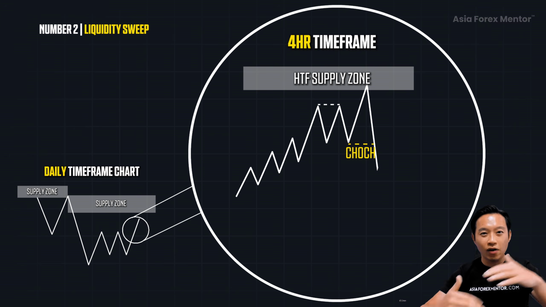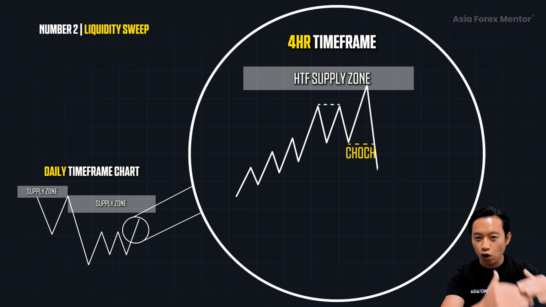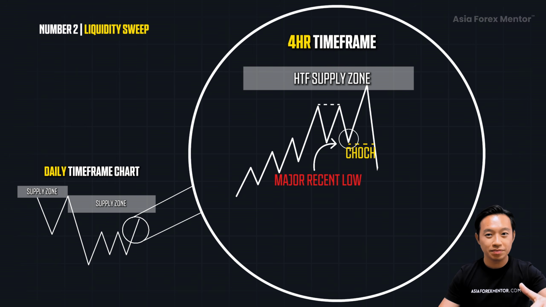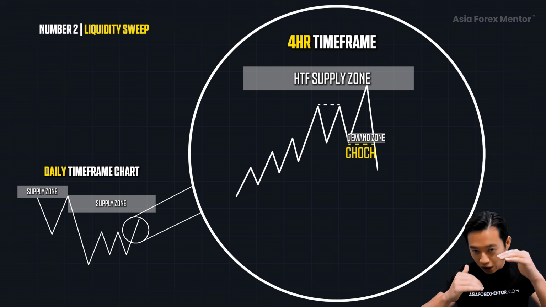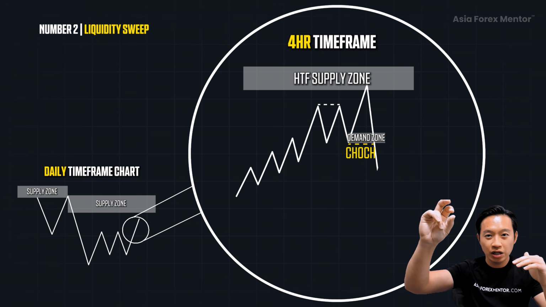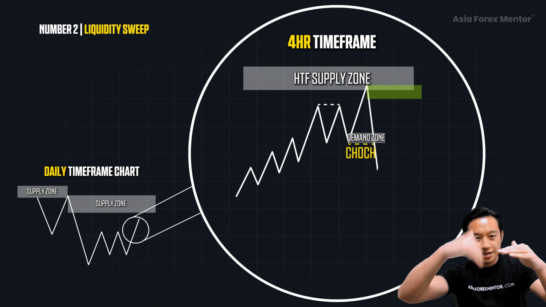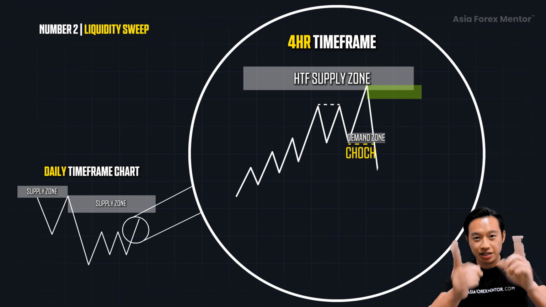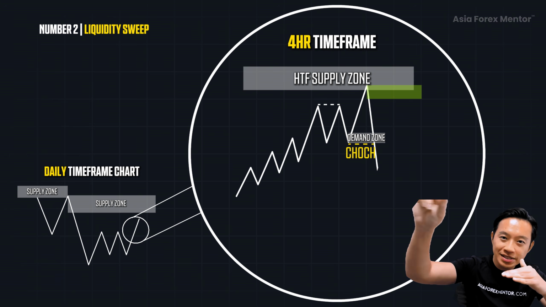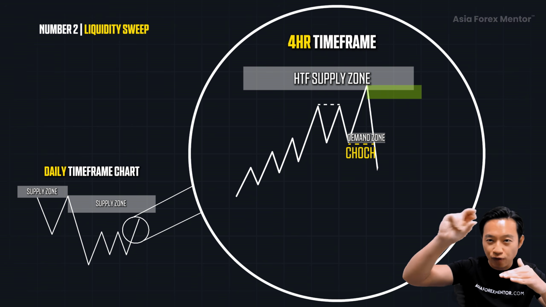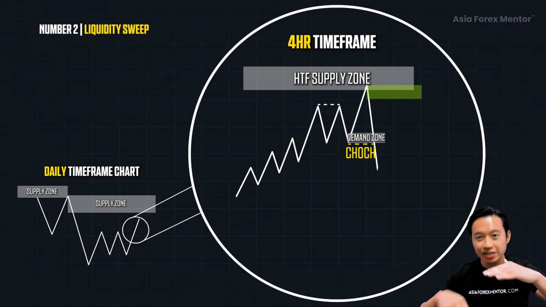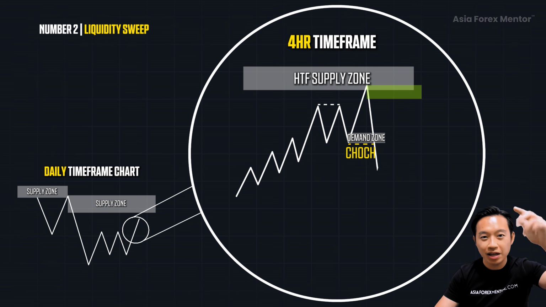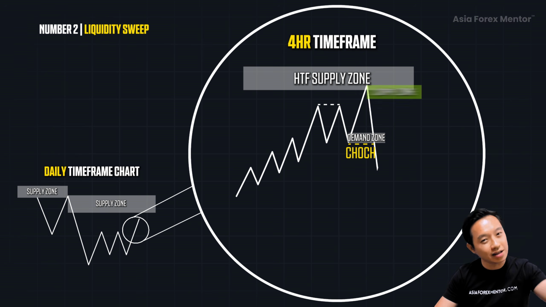Right, so now when it goes down and breaks below and closes below the major recent low, price broke through the demand zone, which is formed by the earlier break of structure. So when a zone breaks, the opposite side of the zone would now automatically form. When the demand zone is broken, the change of character comes in. Since price broke through the latest bullish, uptrend demand zone, the opposite side would now be formed, forming what we call a supply zone.